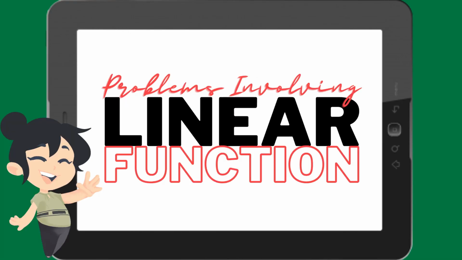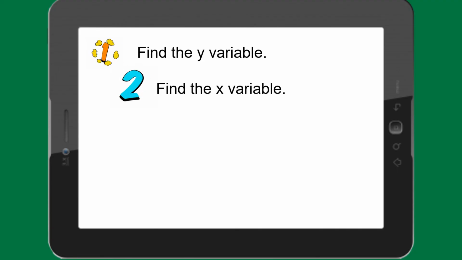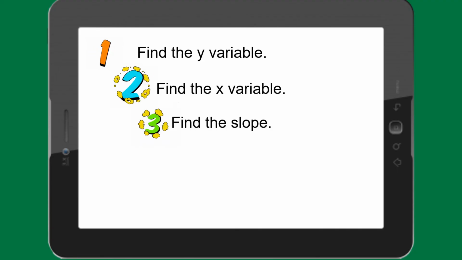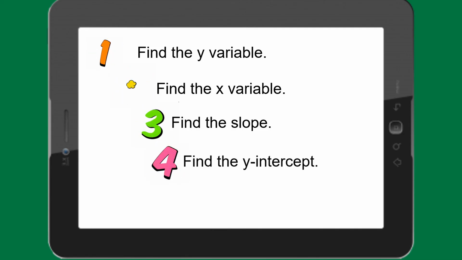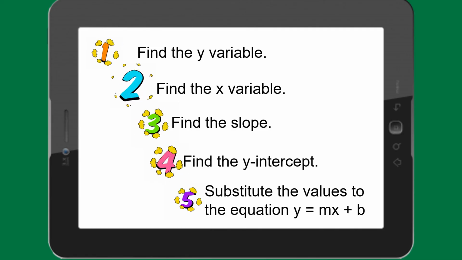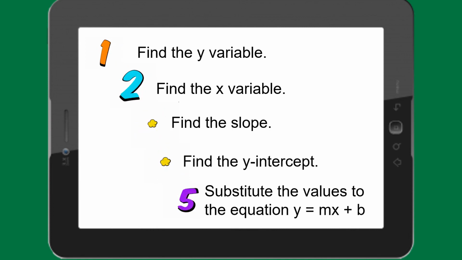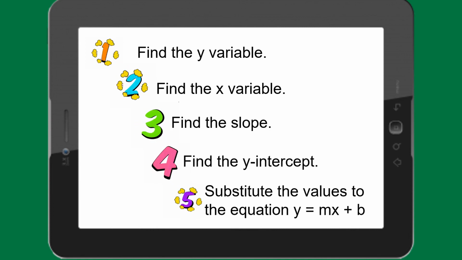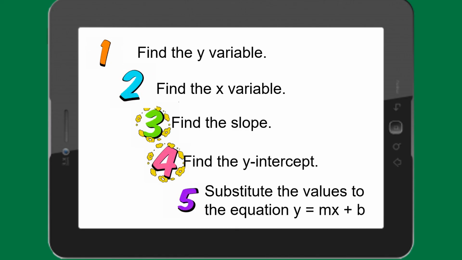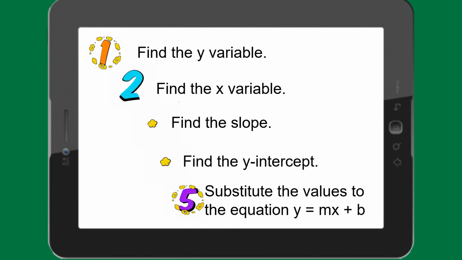And that's how you solve for problems involving linear function. First, we have to find the y variable. Second, we have to find the x variable. Third, we have to find the slope. Fourth, you have to find the y-intercept. And the last step is you have to substitute the values to the equation y is equal to mx plus b.